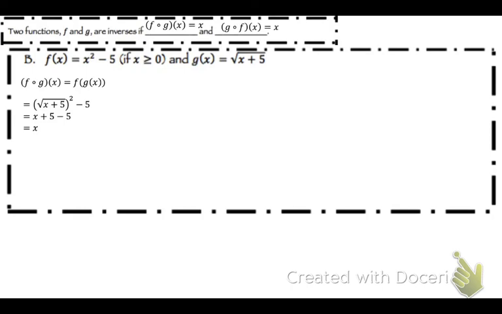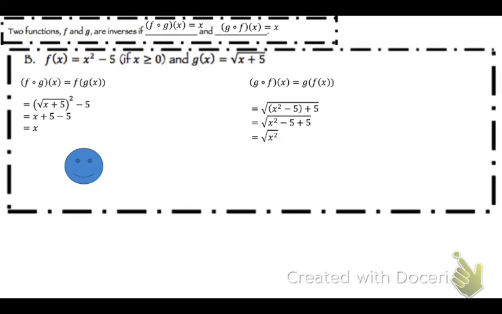We're going to do the same thing with g of f of x. So you get the square root of x squared minus 5 plus 5, which is the square root of x squared, which is x. So we are also good.